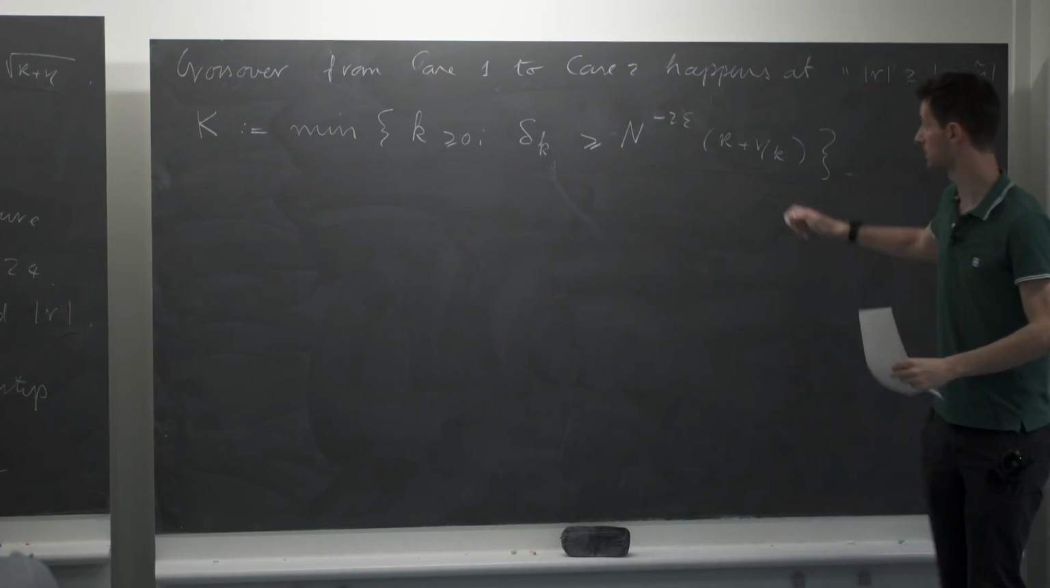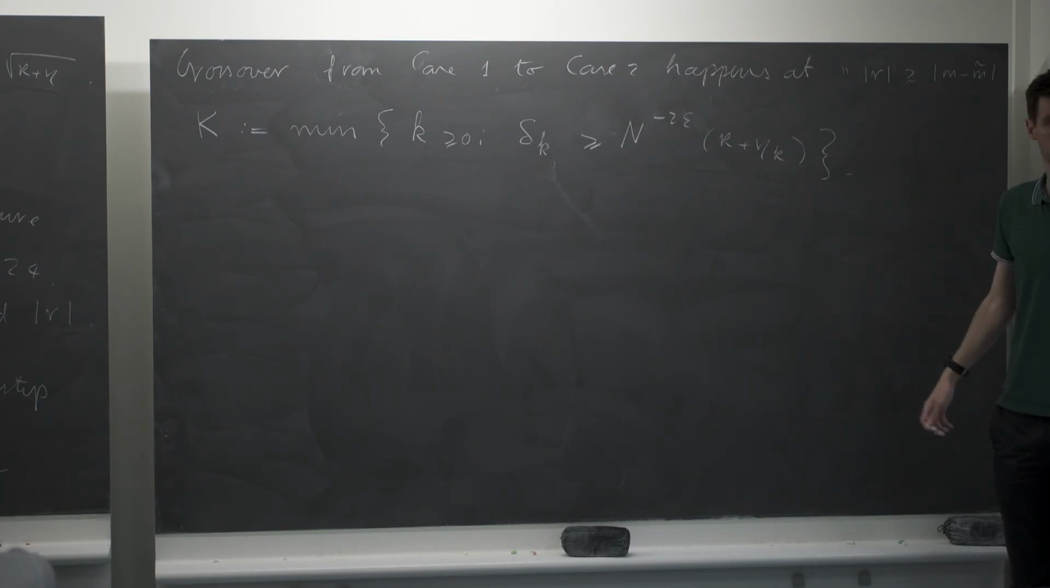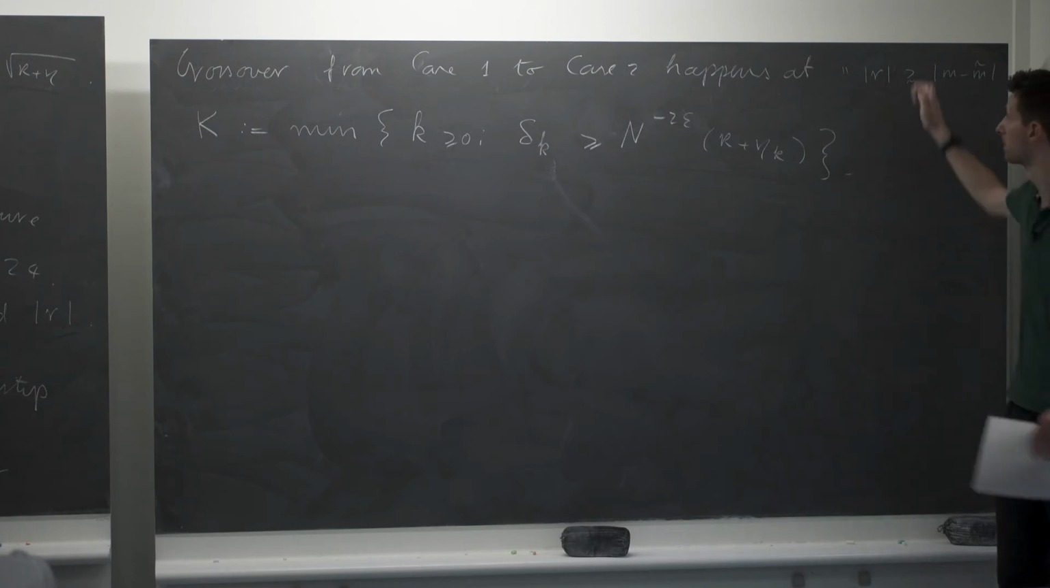It might happen that this never happens. In fact, if you are far away from the edges, then this never happens, and then the minimum is just equal to the maximal value of k, and you remain in case 1 all the time. That's quite possible. But sometimes you may hit case 2.